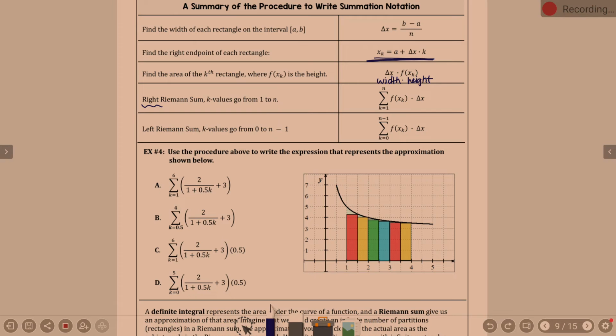I'm just going to squeeze my pieces in wherever I can find room. Delta x. Well, actually, let's talk about a couple of things. What are a and b? 1 and 4, because those are my intervals when looking at the graph, right? What is n? 6, because when I say what is n, I'm asking how many partitions, how many rectangles, right?